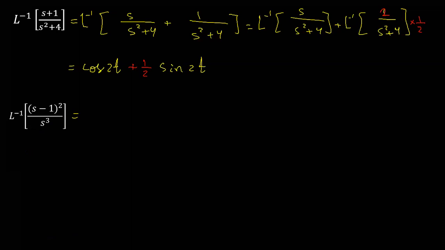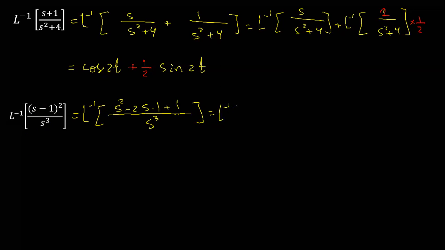Do we have this one in our table? No. So you need to change the form of your function. We can expand the brackets and try to simplify. So here I have the square of the first, negative 2 times the first times the second, plus the square of the second number, divided by S cubed. Now, what should I do now?